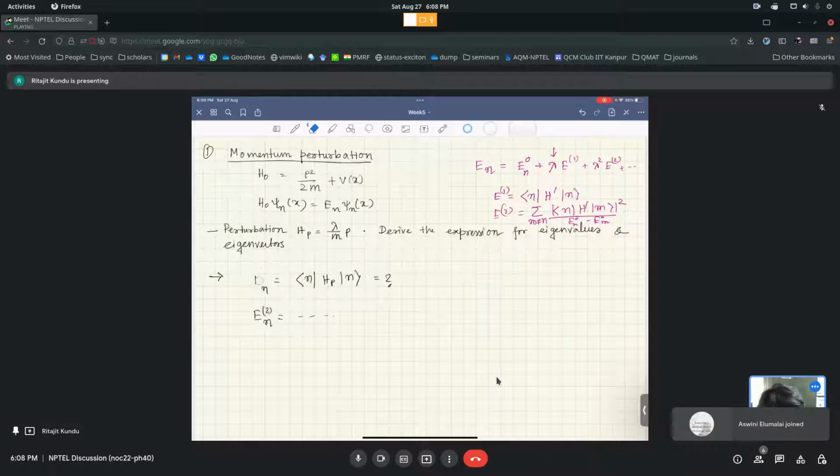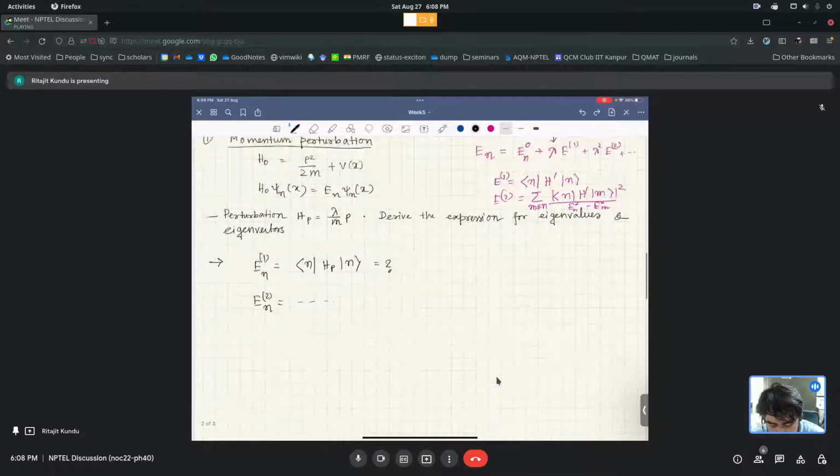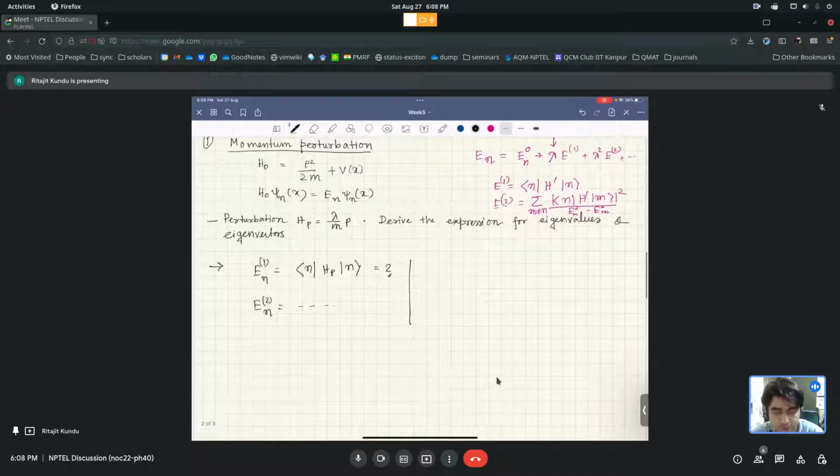But here we do not need this kind of calculation, because we can be a little smart and look at this Hamiltonian before. Our total Hamiltonian is given by p square by 2m plus some V of x plus lambda times p. Here lambda is a perturbative coupling, you can say also. So we will expand in terms of lambda.